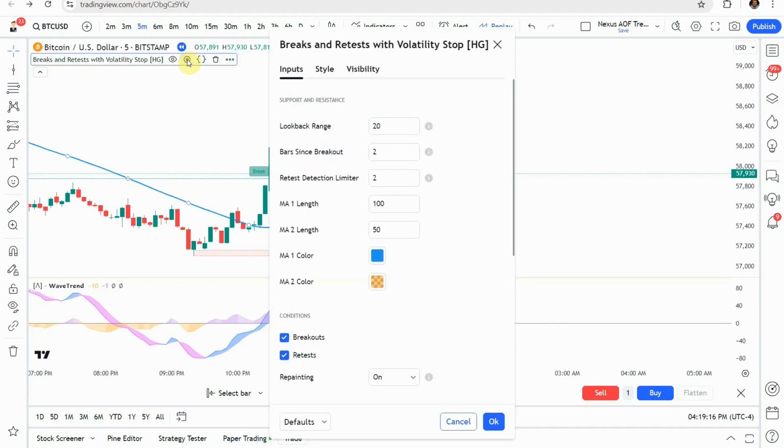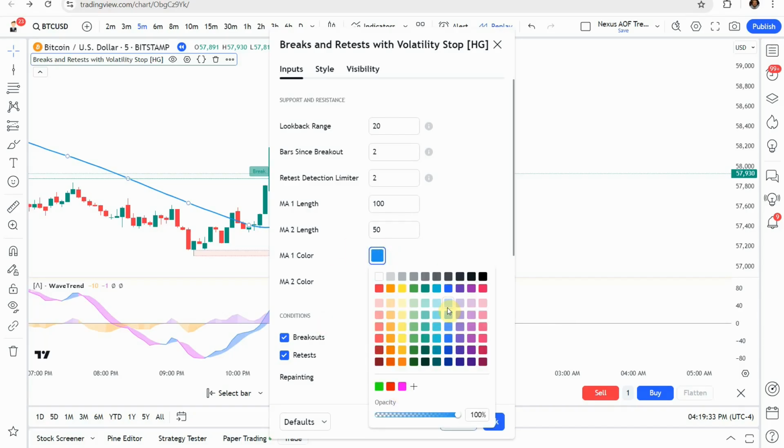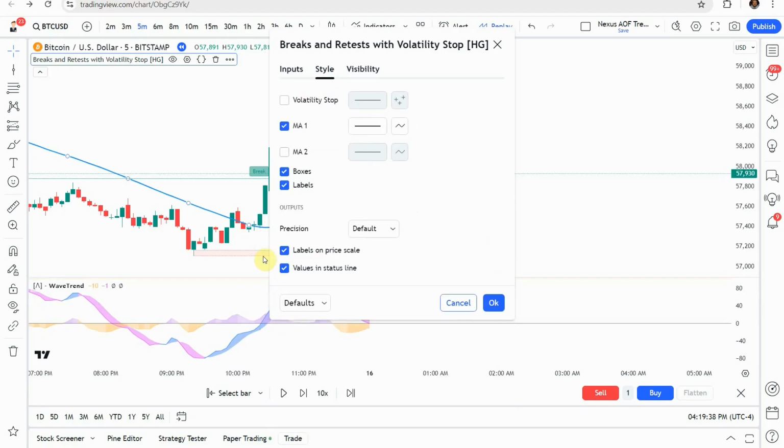And we will jump into the settings on this one. And what we're going to do is under the MA1 length, you're going to change that to 100, and the MA1 color you can do as you wish with this. I made it a blue color, bumped the opacity all the way up, and in the styles, the MA1, I went ahead and bumped up the line weight as well. And then you go ahead and turn off the volatility stop and the MA2 within the styles here, and then click OK.